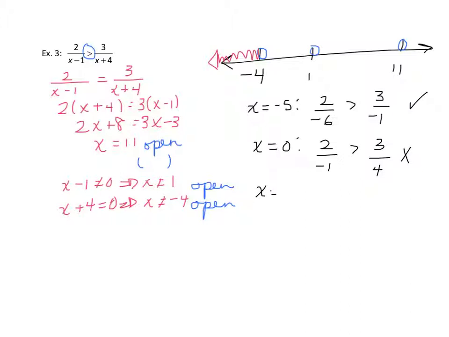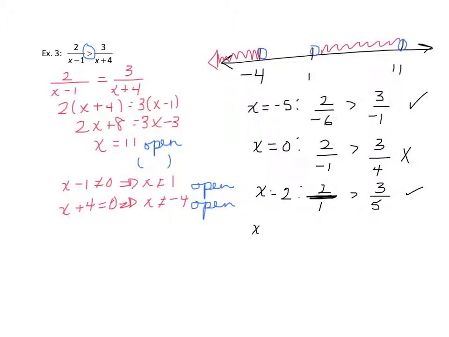Next, I have the interval between 1 and 11. I'll use 2 as my test point. So I have a statement that says 2 over 1 is greater than 3 over 5, which is true since 2 is greater than 3/5. So I have the area between 1 and 11 shaded for solutions.